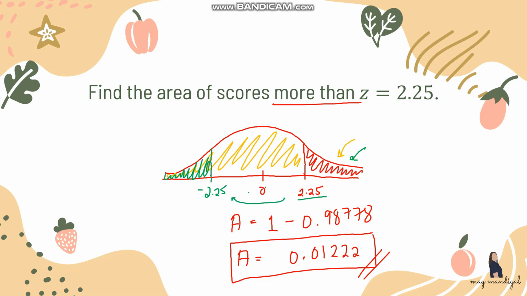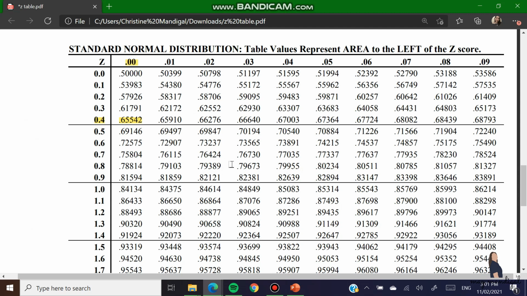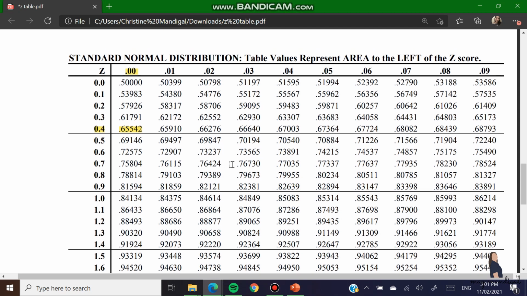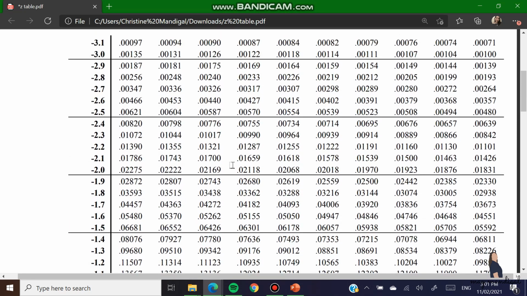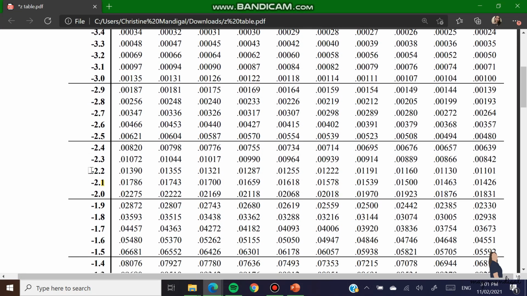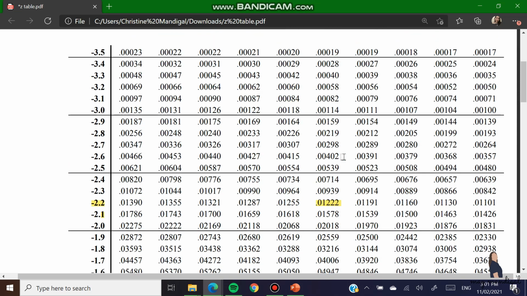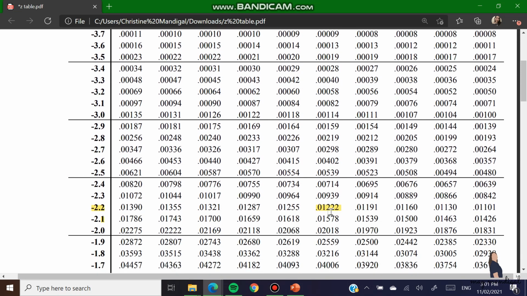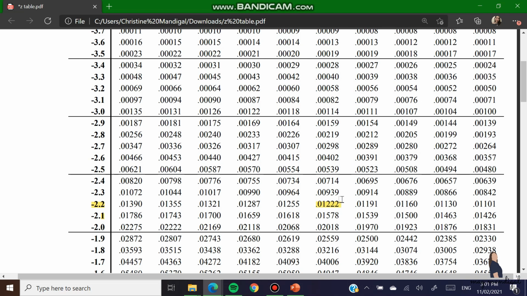So that is negative 2.25, and then look at the z-table. So let's try. If you look for the z-score negative 2.25, this one is negative 2.2 and then 0.05. So 0, 1, 2, 3, 4, 5. So this one. Okay, so this is the value. See, we just obtained the same area, which is 0.01222.